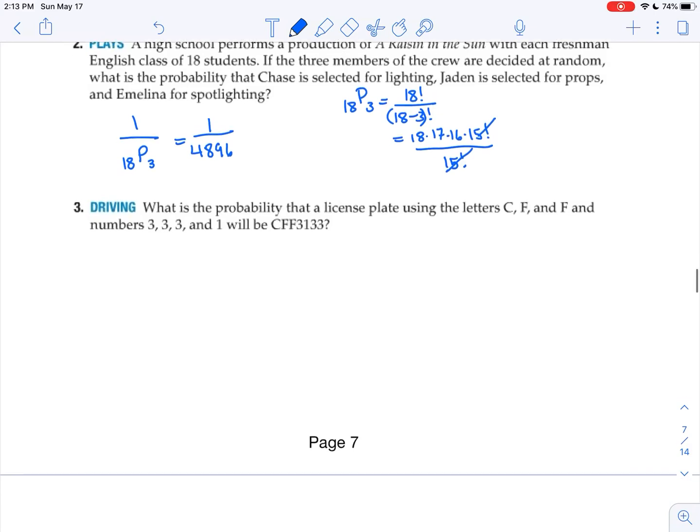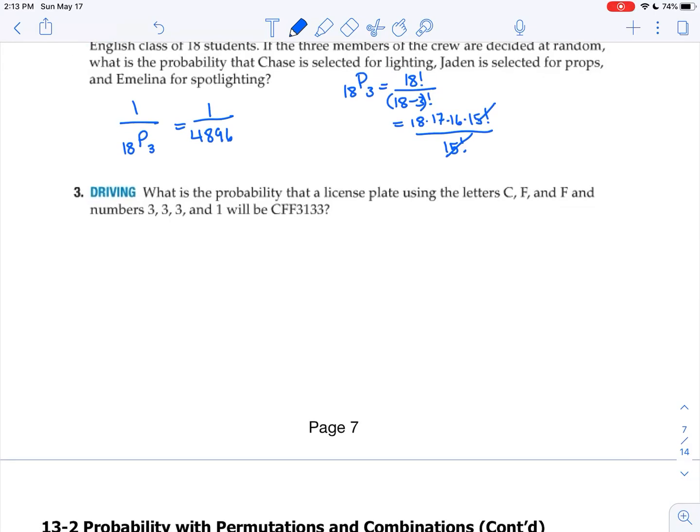Now for example 3, what is the probability that a license plate using the letters C, F, F, and the numbers 3, 3, 3, and 1 would be CFF 3, 1, 3, 3. So we first start with the denominator, again, just trying to figure out what our total number of outcomes.